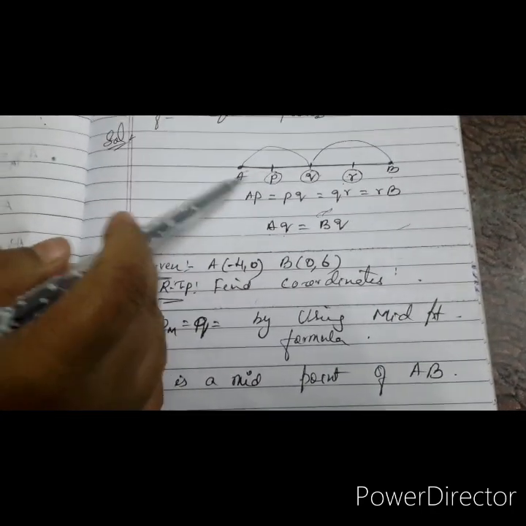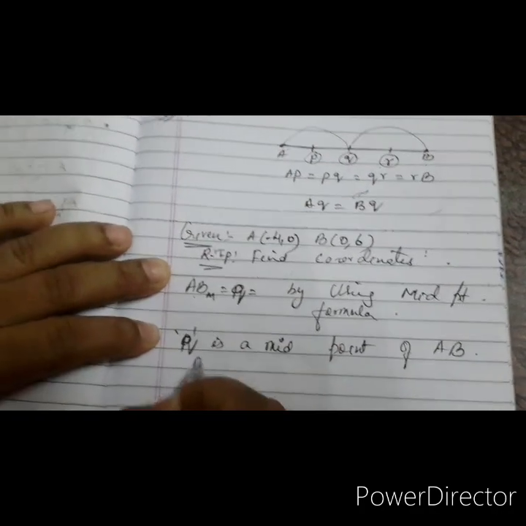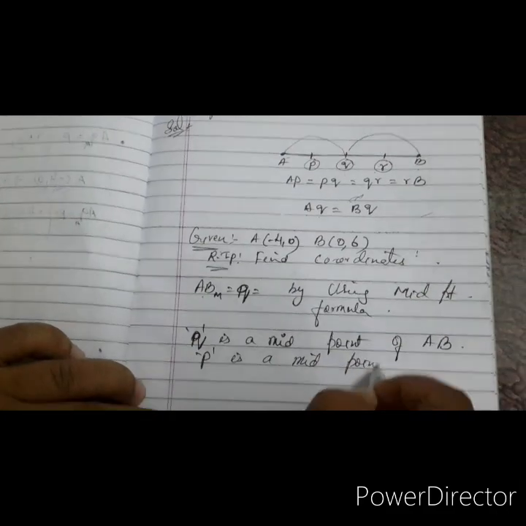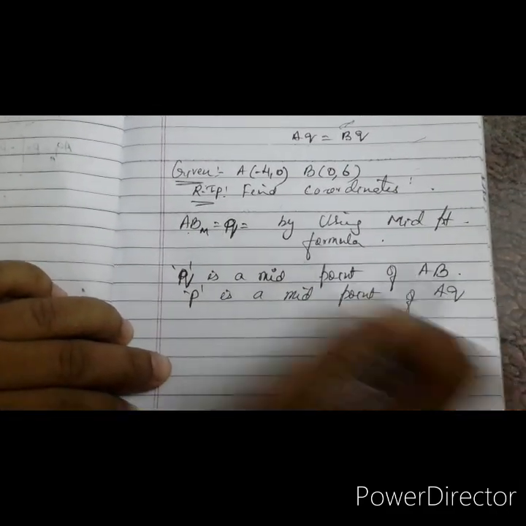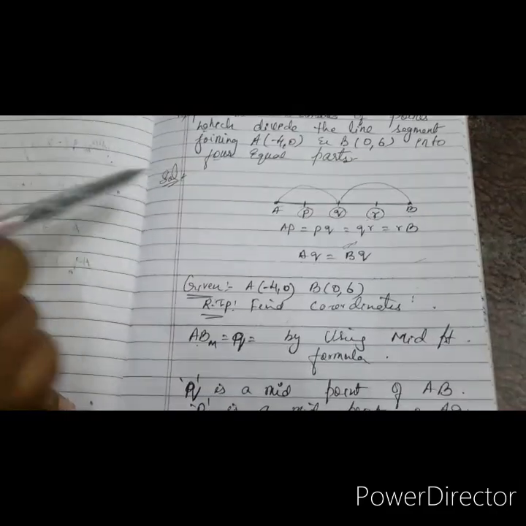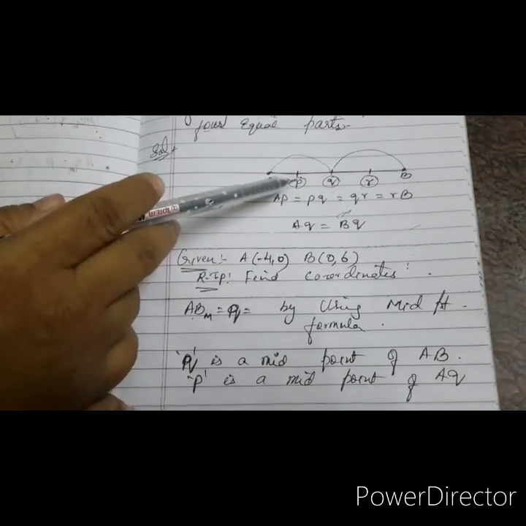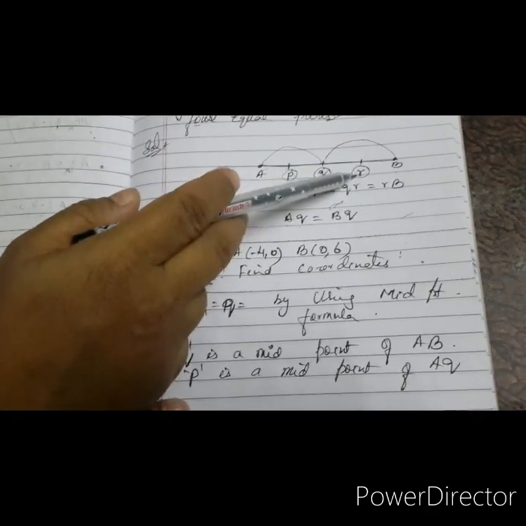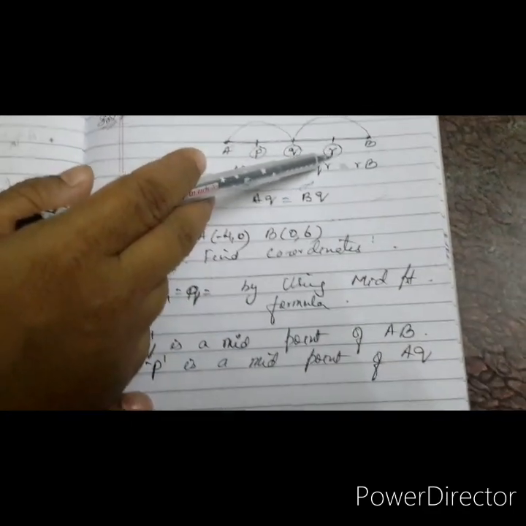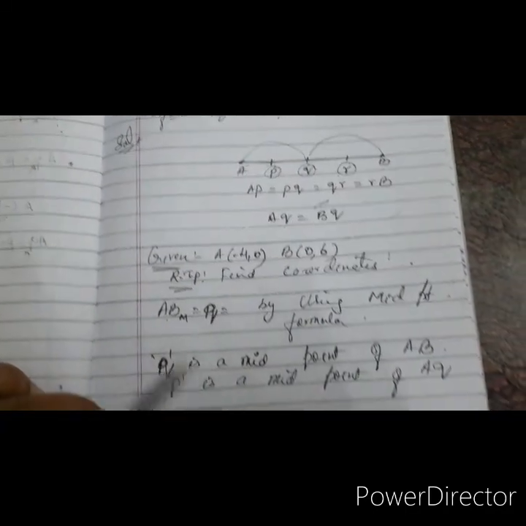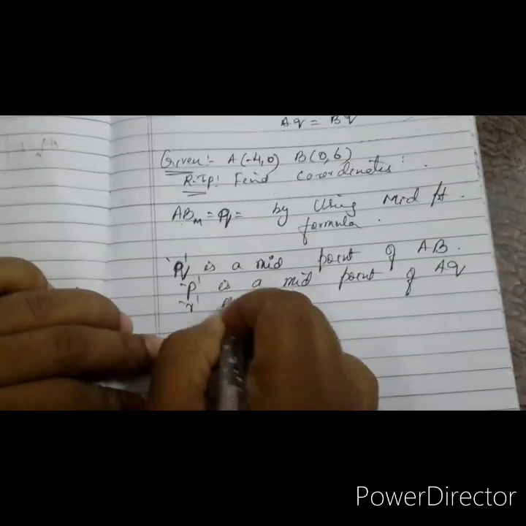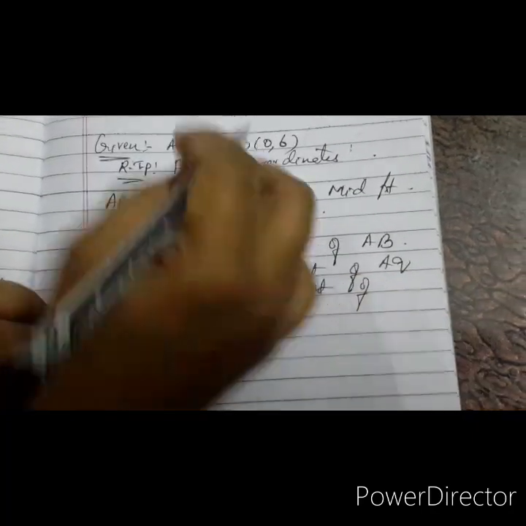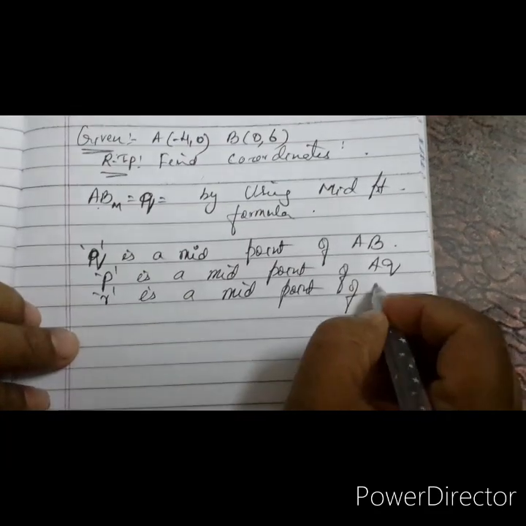What is P here? P is a midpoint of AQ. See here, P is a midpoint of AQ. After finding Q from the midpoint formula, we find P. Now see, we have to find out R. So what will we write now? R is a midpoint of BQ.